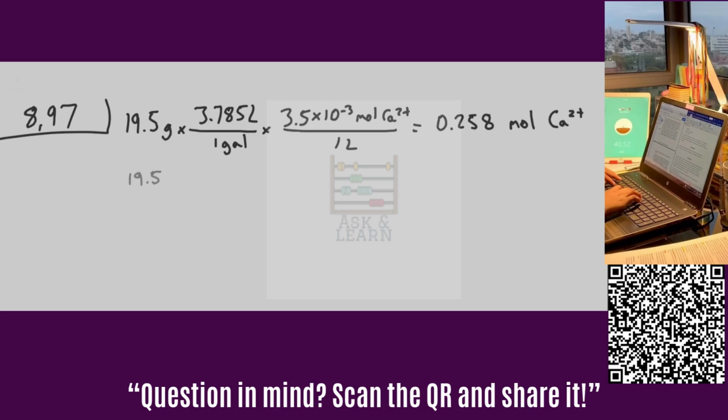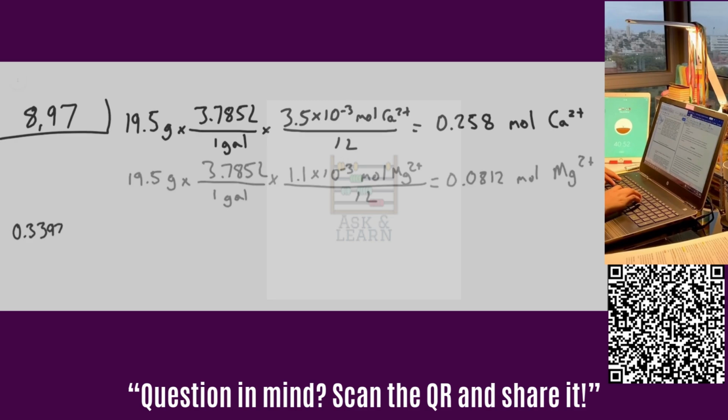So we do the same thing for magnesium now, 19.5 gallons times 3.785 liters per gallon. Then we have 1.1 times 10 to the minus 3 moles of magnesium per liter. And now we get 0.0812 moles of magnesium. So this is the moles of these ions that we have. So we can combine them because they react with carbonate in the exact same way. So we have 0.3392 moles once we add them of these ions.